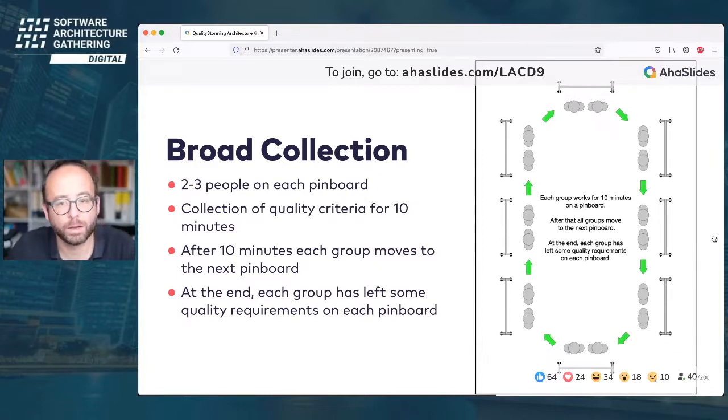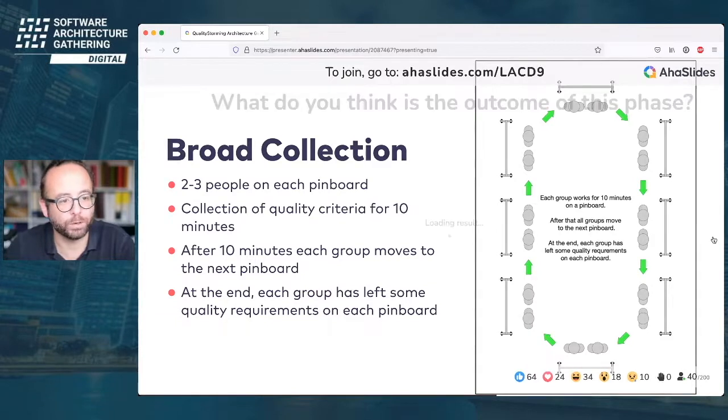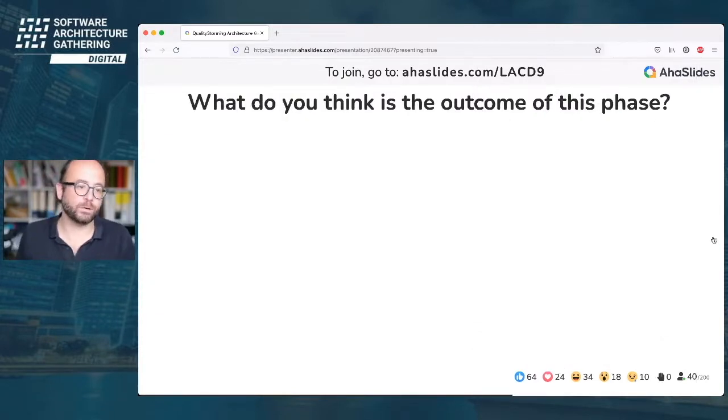But what do you think? What's the result that we get after this phase, after every one of those groups of 2 to 3 people has been at a pinboard? What do you think? What's the outcome of this phase?